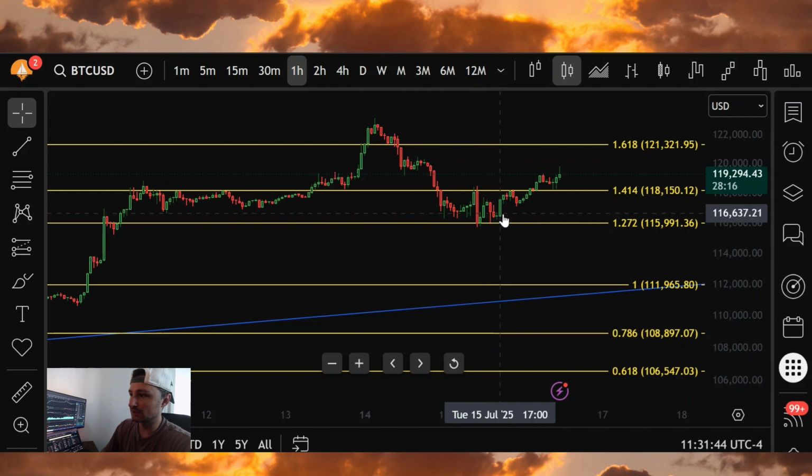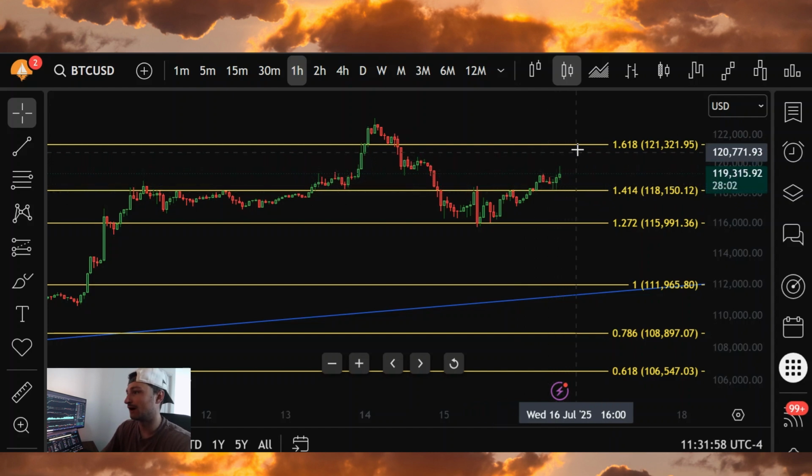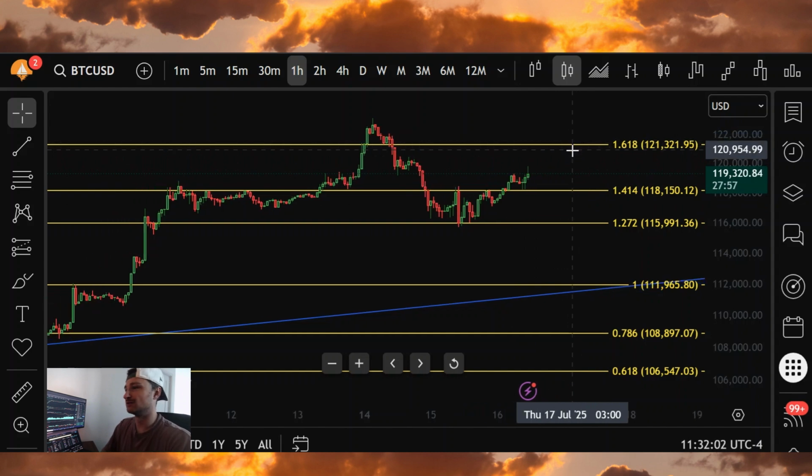But look at that 127 holding as support, right? Holding as support and pushing higher. We initially hit this 141 again, tried to sell off, came back through, right? Came back down in as support. And now we're looking to move higher as well, going to target that 161. It's just looking too tempting.